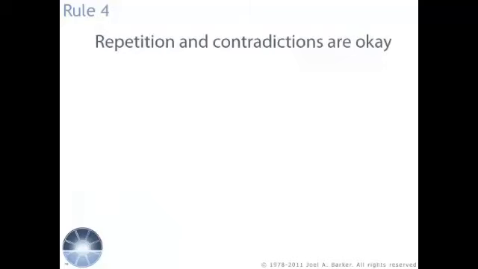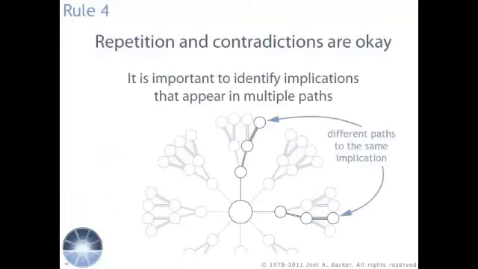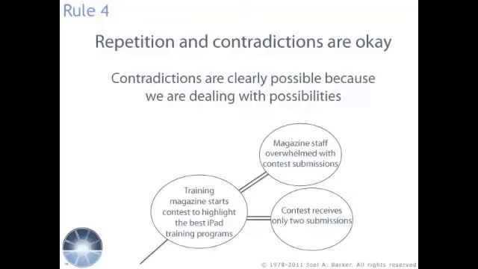Rule 4. Repetition and contradictions are okay. The same specific implication can show up multiple times because it can be triggered from more than one source. The result is repetition. It is important to identify an implication that keeps coming up from different directions. And contradictions are clearly possible because we are dealing with possibilities. One may be less likely than the other, but both are possible.